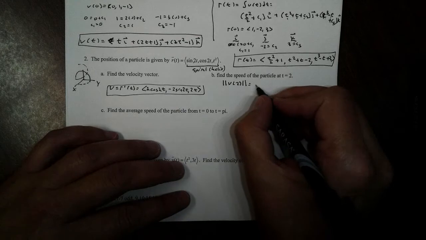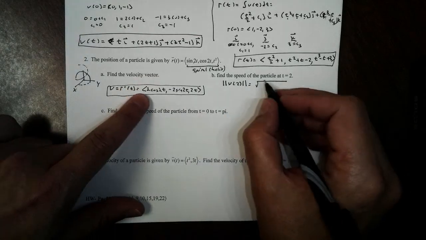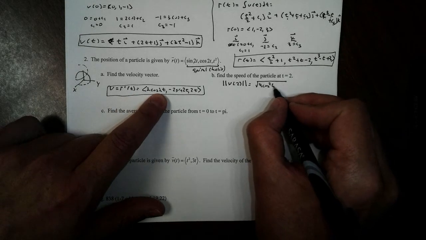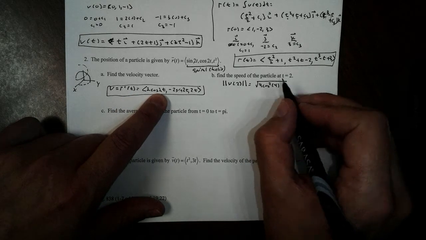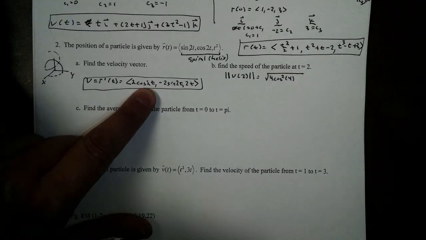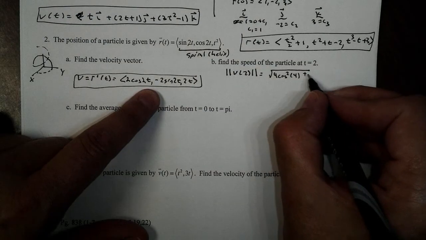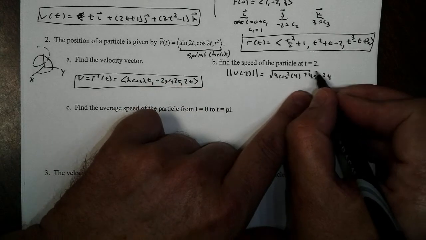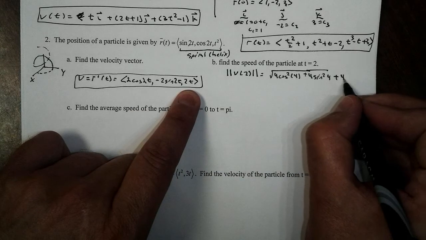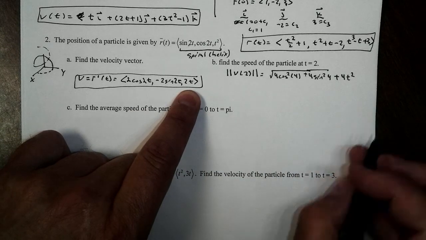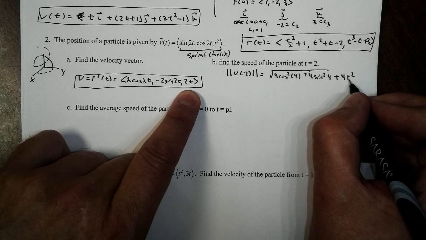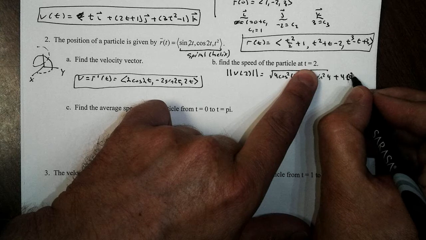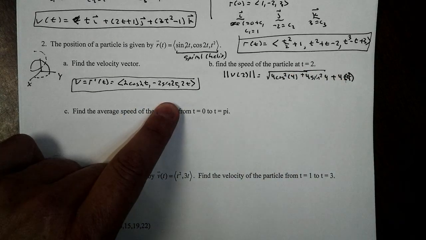This just becomes the square root of, get the magnitude, 4 cosine squared, plug the 2 in, of 4. Let me zoom in here a little bit so you can see a little bit better. Plus 4 sine squared of 4 plus 4t squared. And again, don't forget t squared. You're going to plug in, of course, your 2 there, so that we can just make that a 4 if we want to.